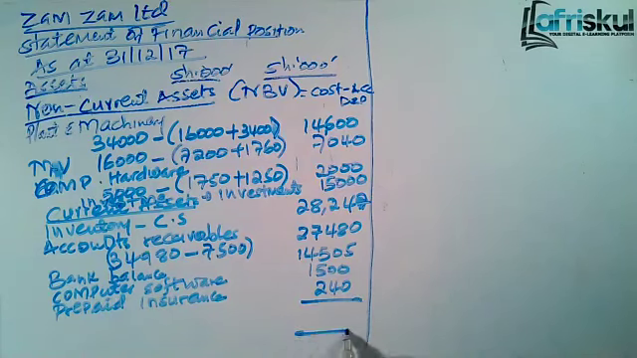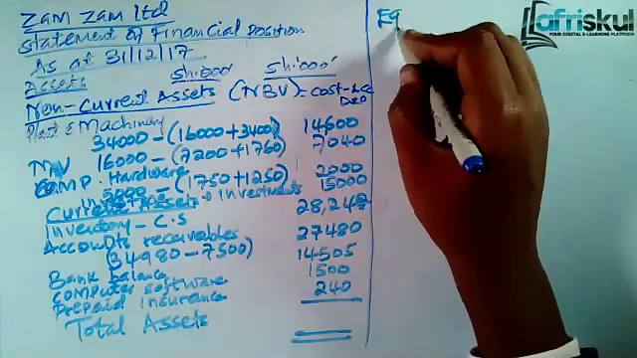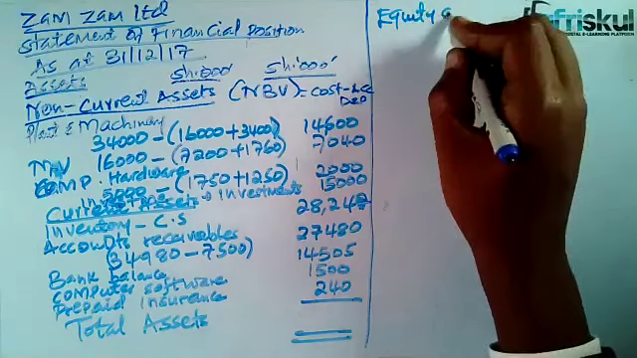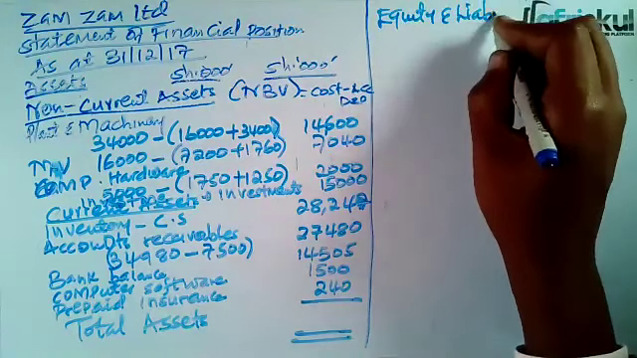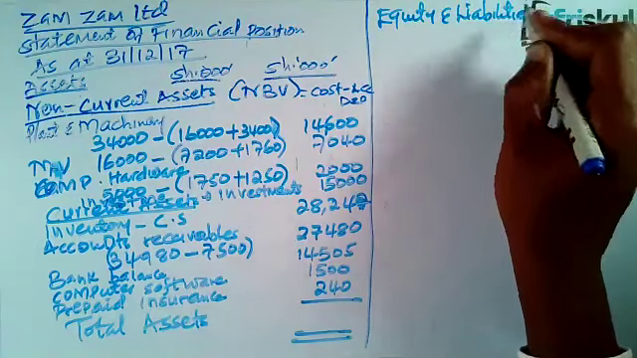So after that, what you will get here is the total assets, which I will compute after I'm done with the part of the equity and liabilities. So in this case, again, we get to the equity and liabilities.